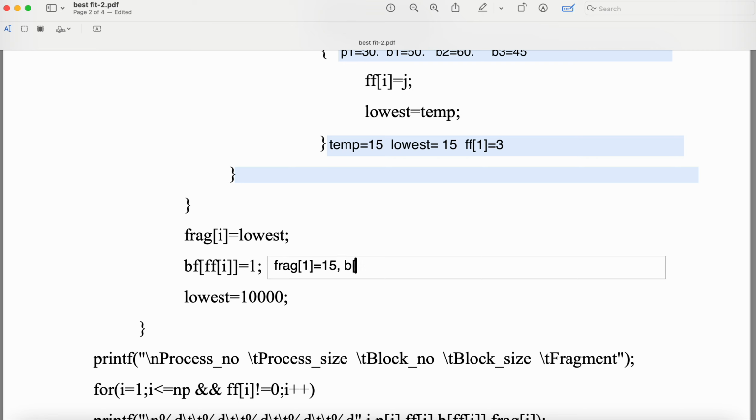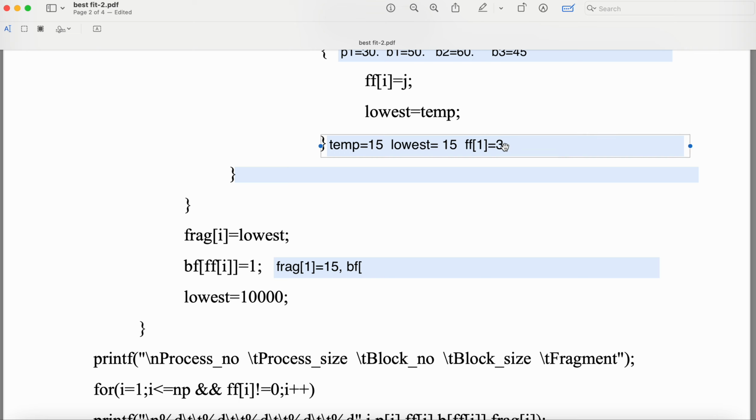Next, BF of FF of I. BF is the second static variable. It is an array. Initially BF of 1, 2, 3, all the values are 0. But now we are storing this first process in the third block, so we have to change the value from 0 to 1. So BF of FF of I. FF of I means FF of 1. What is FF of 1? It is already calculated. The value is 3.